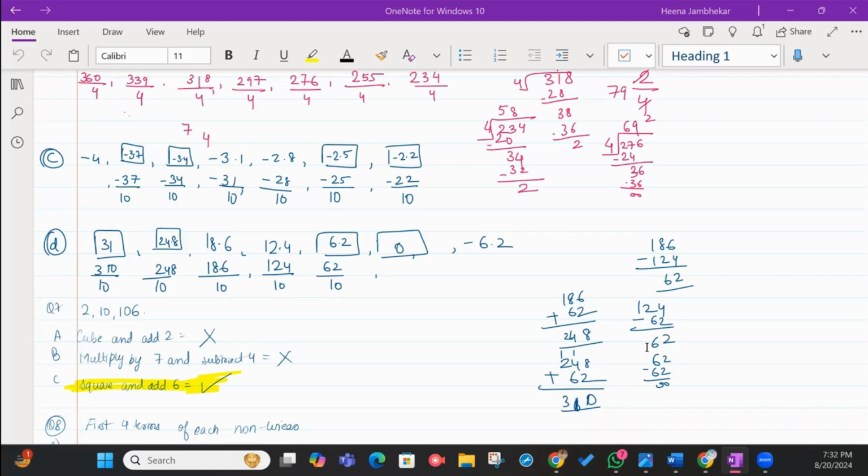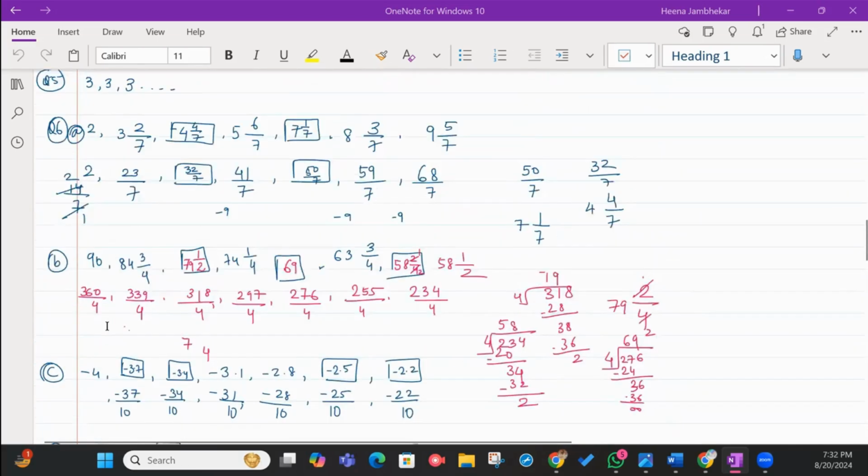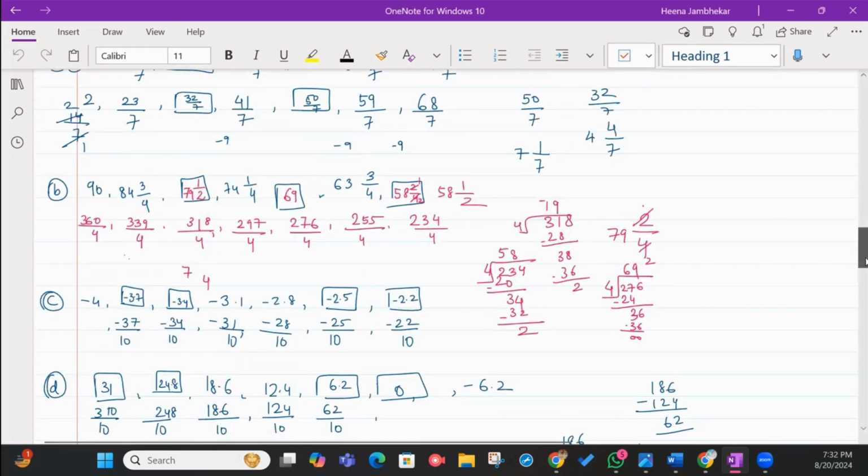Please write this. Leave it as a fraction. Fraction is for your understanding.